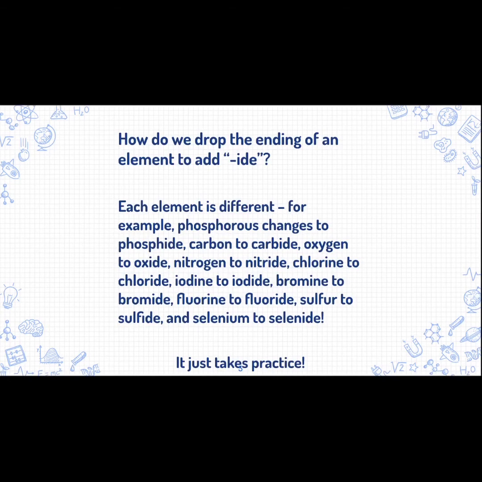How do we drop the ending of an element to add IDE? Just know that each element is different, and you kind of saw this a couple class periods ago when we started naming ionic compounds. For example, phosphorus changes to phosphide. It's not going to be phosphoride, it's just phosphide. Carbon changes to carbide, oxygen changes to oxide, nitrogen to nitride, chlorine to chloride, iodine to iodide, bromine to bromide, fluorine to fluoride, sulfur to sulfide, and selenium to selenide. So this is one of those things that it just takes practice to kind of remember how to drop those endings. Like I said, some of them are different.